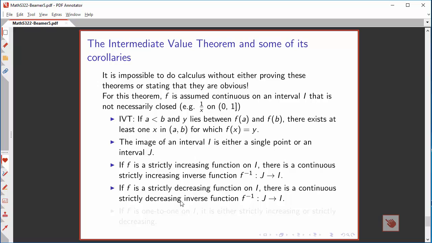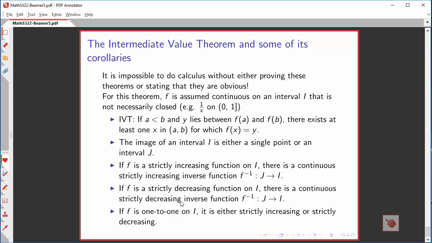In a week or so, we will prove that if f is differentiable, these inverse functions are differentiable. And in order to do that, we're going to need the fact that the inverse function is continuous. Finally, if you've got a function that is one-to-one on an interval, this happens either because it's strictly increasing or strictly decreasing.